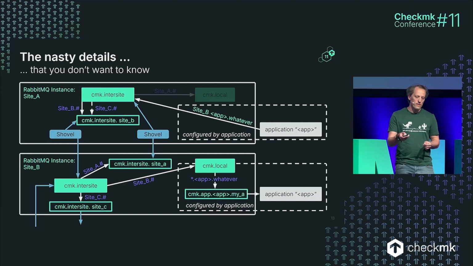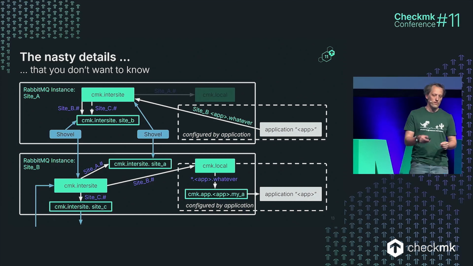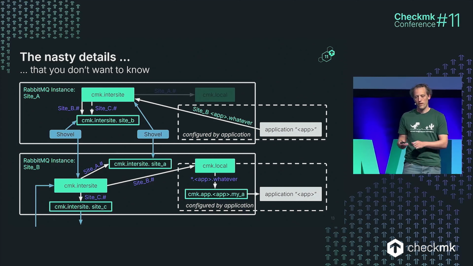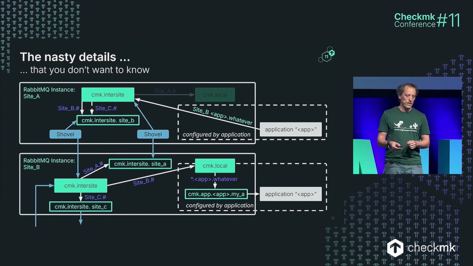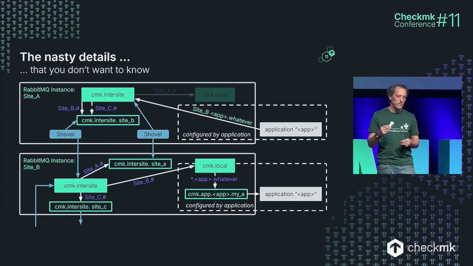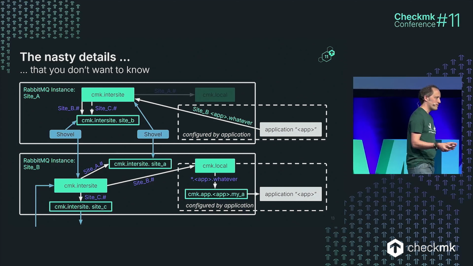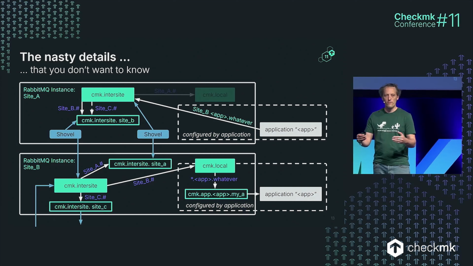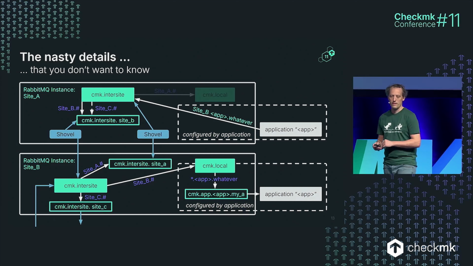So in this case, site A can reach site B. That means the shovel is running on site A, it contacts site B, and it moves the messages over. If it were the other way around, and only site B was able to contact site A, we would have the exact same setup, but that blue shovel box would be down in site B, and nothing else would change. And of course, we always have two shovels, one for each direction, one from A to B, one from B to A. And they run on whichever side is able to contact the other side.